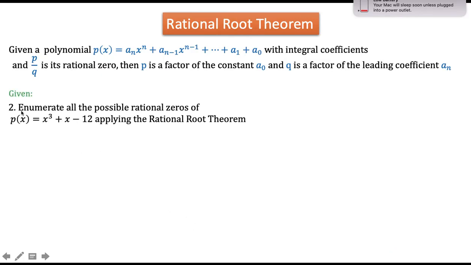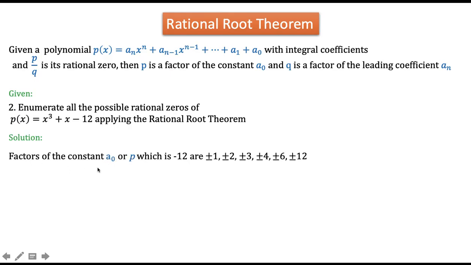In our given number 2, enumerate all the possible rational zeros of p of x is equal to x cubed plus x minus 12, applying the rational root theorem. So again, we will start writing the factors of a sub 0, in this case negative 12, represented by p. The possible factors of negative 12 are 1, 2, 3, 4, 6, 12. Positive 1 times negative 12 is negative 12, negative 1 times positive 12 is also negative 12, and so on.